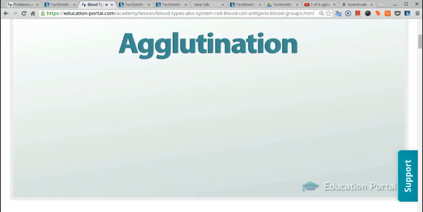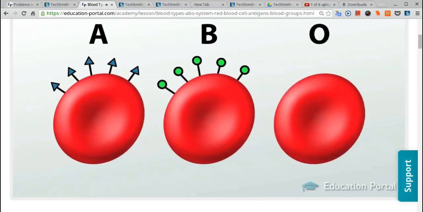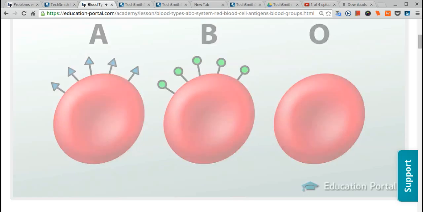Now, this term is easy to recall if you know that the root of the word comes from the Latin language and literally means to glue. While it's strange to think about your blood being able to stick together like glue, this is exactly what happens when a blood transfusion goes wrong. Now, there are many different red blood cell antigens, and these allow your blood to be categorized into different blood groups. Let's take a look at one of the most important blood groups, the ABO blood group system.